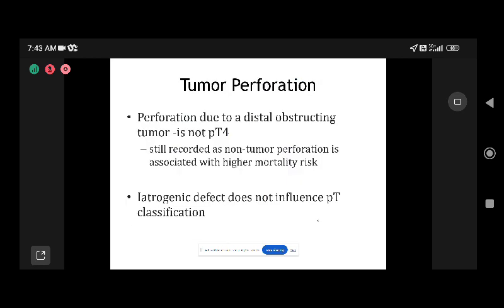And then you can have perforation which is not tumor associated. So a distal obstructive tumor can have a proximal non-tumor related perforation. That perforation is not equal to pT4. That does not upstage it, although it can be associated with a higher mortality risk.